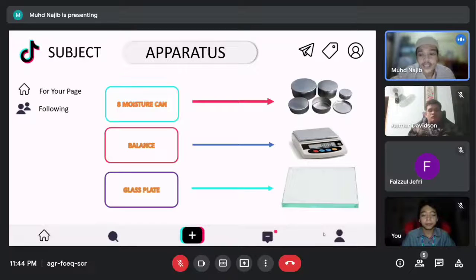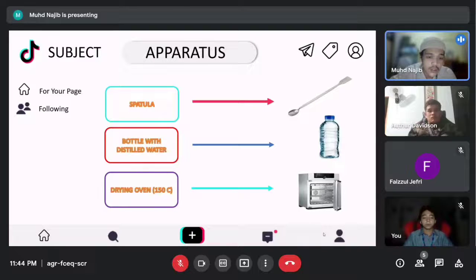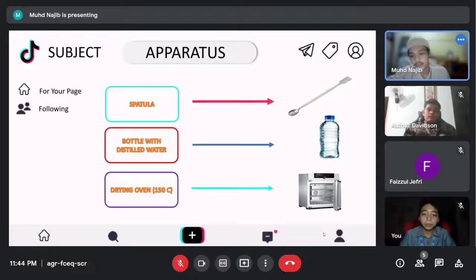Then we need a balance to weigh the soil. Next apparatus is the glass plate to roll the soil mixture in the plastic limit test. Then the next apparatus we need is a spatula to take out the soil mixture. Next we also need the bottle with distilled water for the mixture of the soil. And lastly, the drying oven.